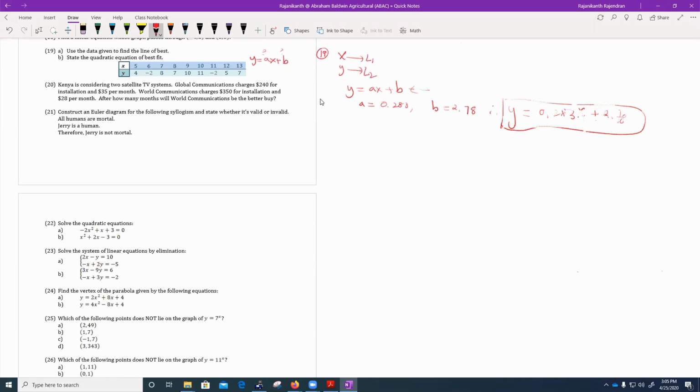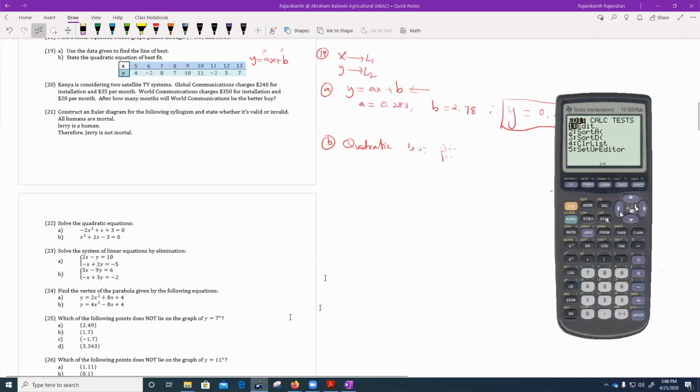Okay. So this is about part A, the best fitting line. Now part B, they are asking us to find the quadratic equation of best fit. So for the quadratic, I'll use the same data values, but now you need to find the regression for the quadratic, which is number 5.